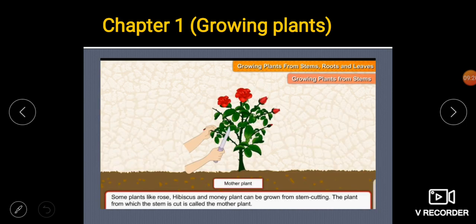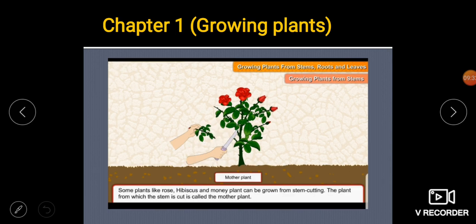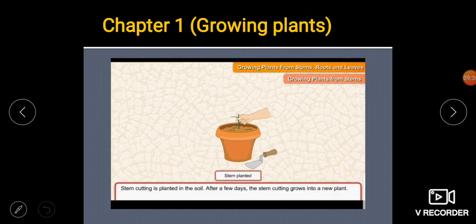Now look at the picture, we can cut any stem and then we'll plant this stem into the soil. When this stem gets all the conditions which are required for germination, then it will grow into a new plant, and this whole process is called stem cutting. In the same way we can use this method for the hibiscus plant also, for the money plant also.